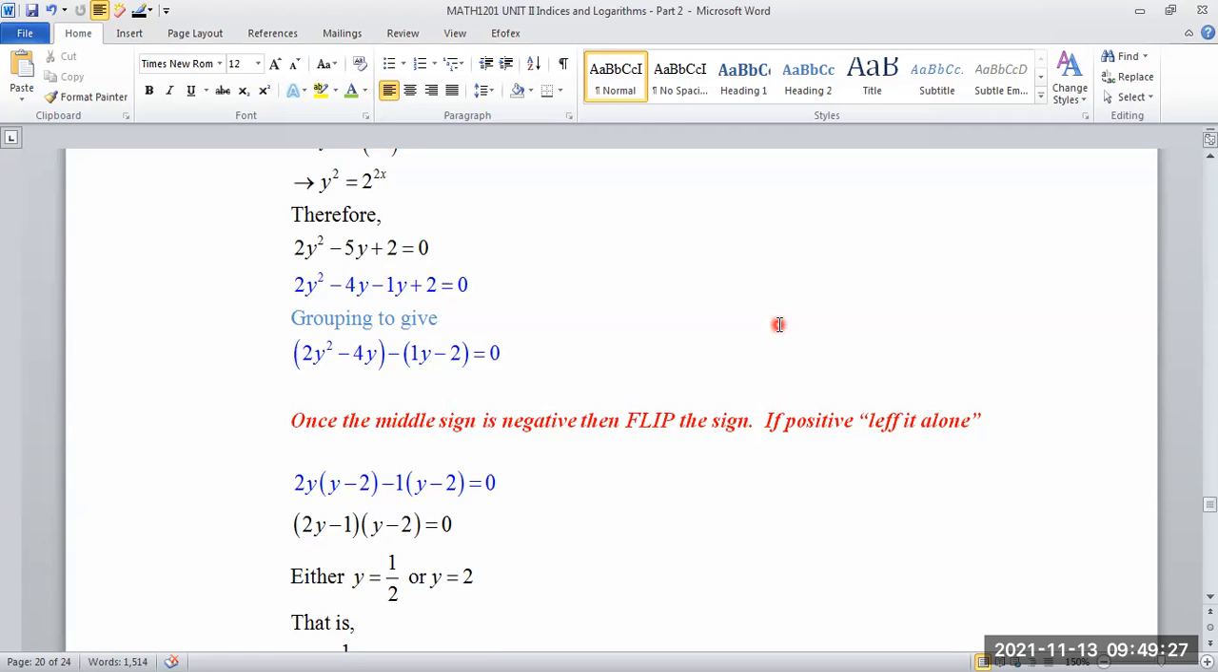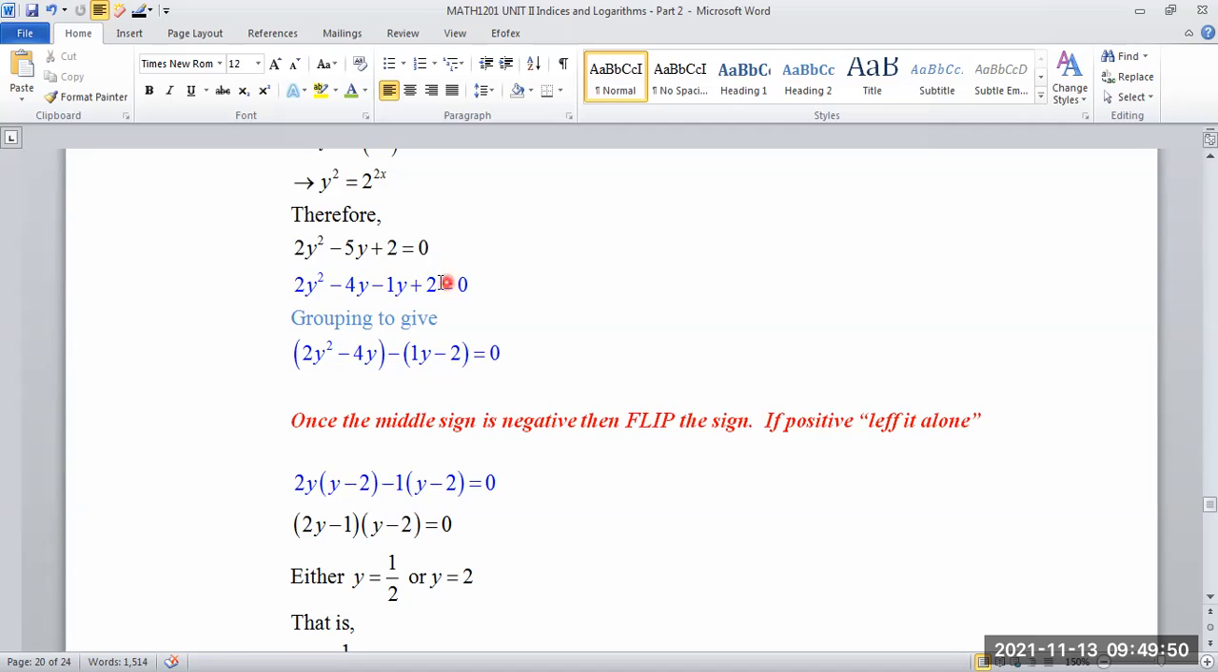Sir, but negative 4 and negative 1, they will give you a positive 5. You get what I'm saying, sir? They won't give you a negative 5. They won't give you a negative 5y. Negative 4y and negative 1y will give you a positive 5y.